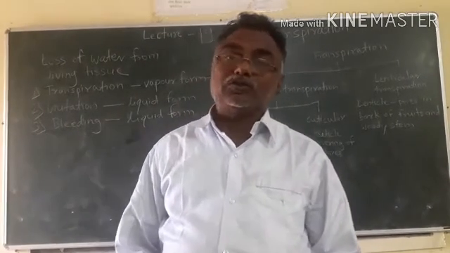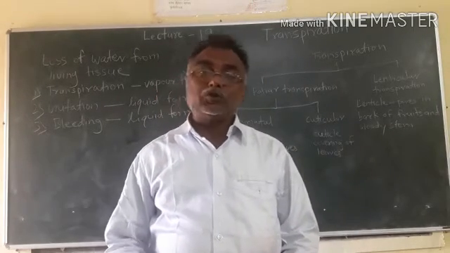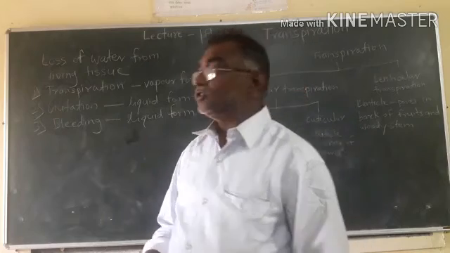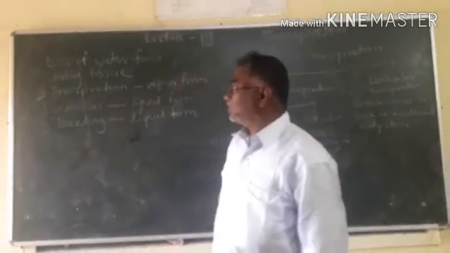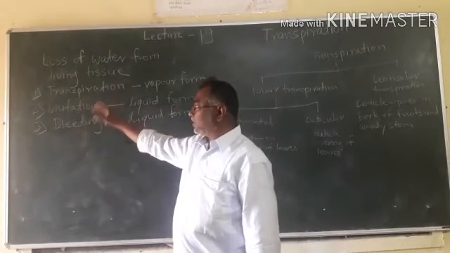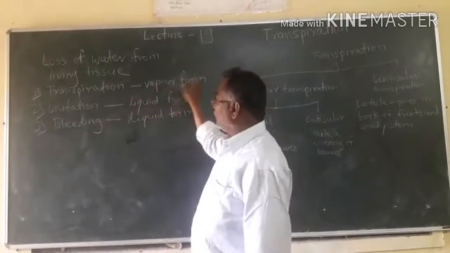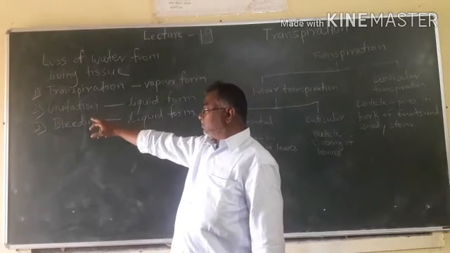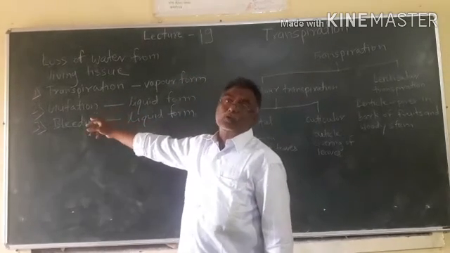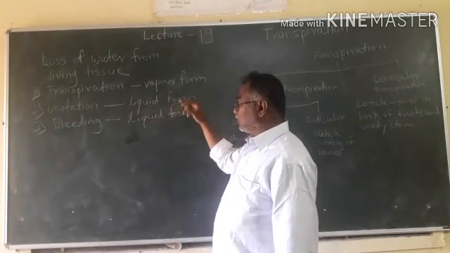Water is lost in the form of liquid through the injured parts of the plant, which is called bleeding. So loss of water takes place in three types. Transpiration takes place in the form of vapor. Guttation takes place from hydathodes at the tip of leaves in the form of liquid.